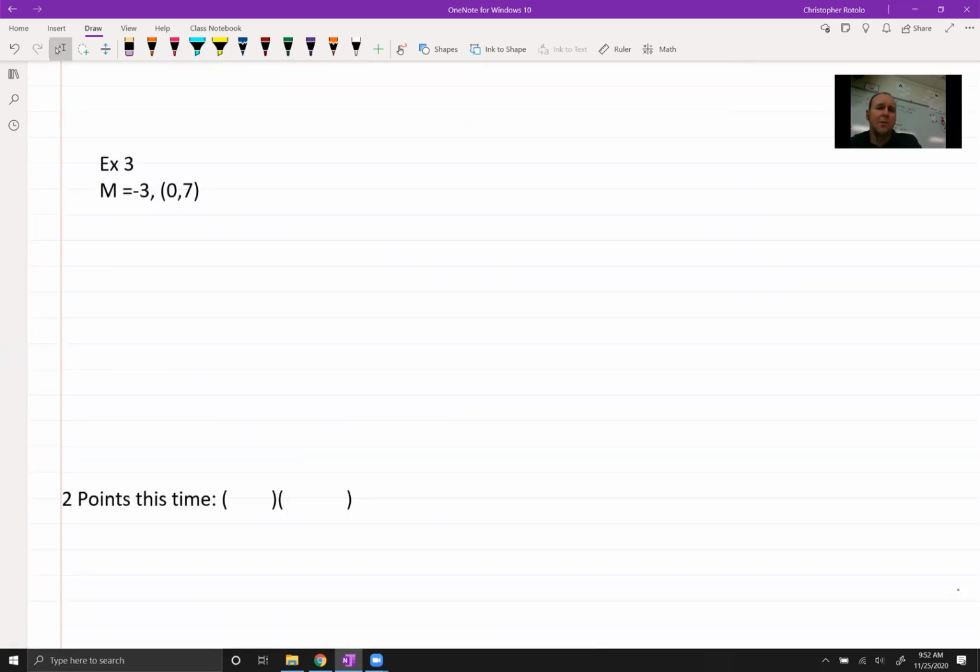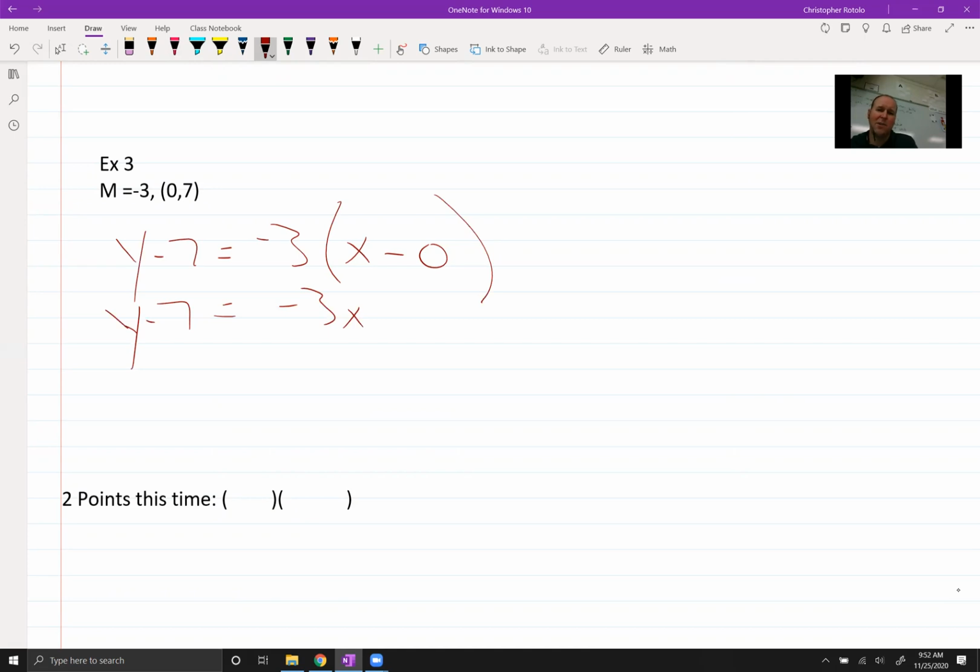All right, the next one we got y minus 7 equals -3 times x minus 0. That seems weird. What's x minus 0? That's just x, right? So -3x. y minus 7. We keep adding or subtracting this thing, so I'm going to add that 7 over. So y equals -3x plus 7.